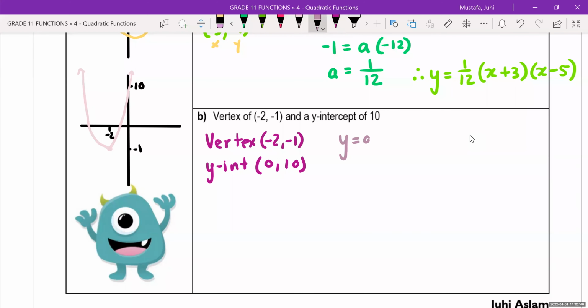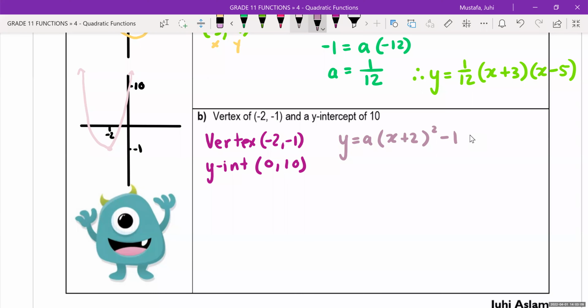So when something is in vertex form, I use this form over here where I have the x part of my vertex inside of the bracket, and you change the sign. So if the x value of your vertex is -2, what are you going to put inside the bracket? Good. And then you put the -1 on the outside, but you don't change the value. You don't change the sign. So it would just be y is equal to a x plus 2 squared minus 1.